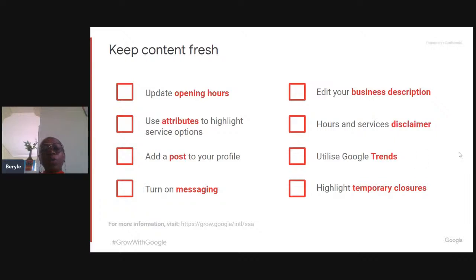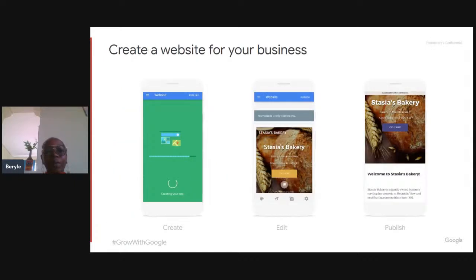If you also have temporary closures, especially on holidays, make sure you indicate that as well. Remember, I talked about Google My Business offering free websites. If you don't have a website, you get a website offering when you're creating the Google My Business. So you create your profile, edit your profile, and publish your profile. You get a domain name, create your website, and edit your website in terms of content.